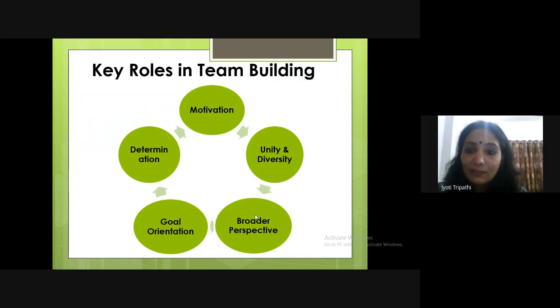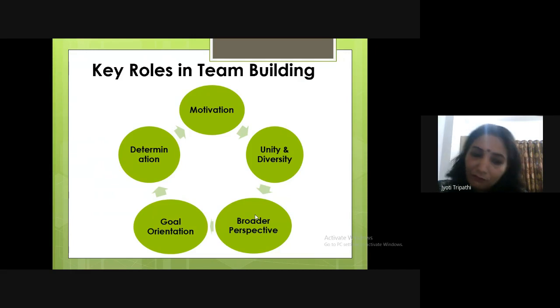When they come up with different ideas, diverse ideas, that must be welcomed and appreciated by the entire team. Then goal orientation and broader perspective. Goal orientation, I mentioned that setting goals, and the entire team must be goal oriented. That is very important because it is intended to raise the motivation level of the employees or the team members.